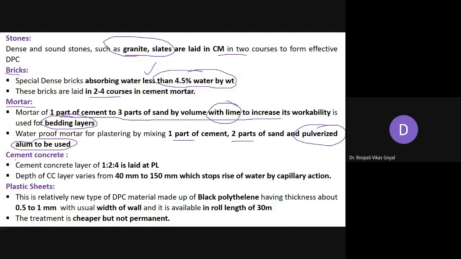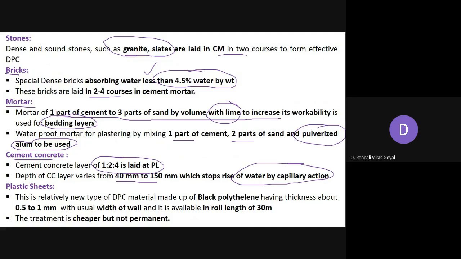Also this cement concrete that can be also provided as a layer of DPC. So generally the cement concrete layer of 1 is to 2 is to 4, which is laid at a plinth level. And this cement concrete layer varies in the range of 40 mm to 150 mm, which stops the rise of water by the capillary action. So capillary action से जो भी पानी आता है उसको रोकने के लिए कंक्रीट का लेयर प्लिंथ लेवल पे आप प्रोवाइड कर सकते हैं. So that will also act as a DPC layer.